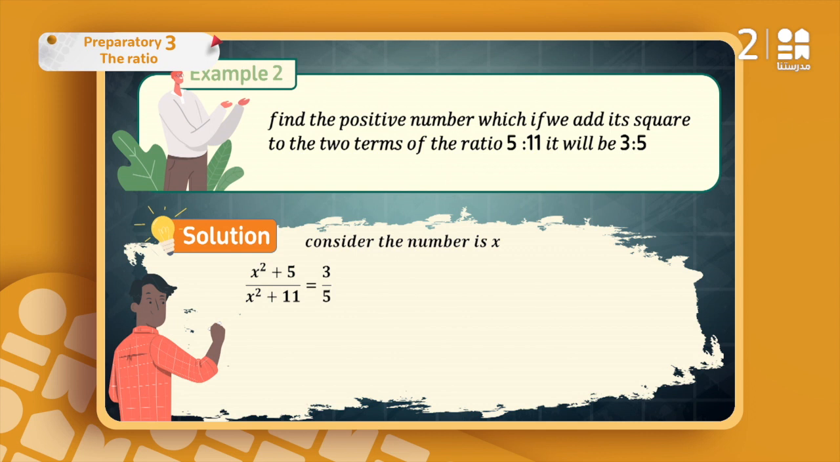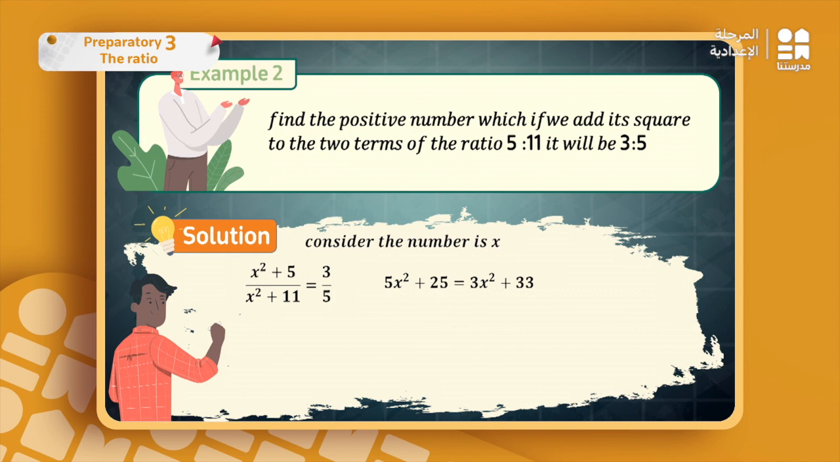كاتب لي في السؤال it will be 3 to 5. يبقى الريشيو هتتحول الى 3 to 5. ونفس طريقة الحل هنعمل cross product، يعني ال 5 times x squared plus 5 is equal to 3 times x squared plus 11. نفس الكلام هنعمل distribute. يبقى يلا بسرعة 5 times x squared هتبقى 5x squared. طب 5 times positive 5 is positive 25.